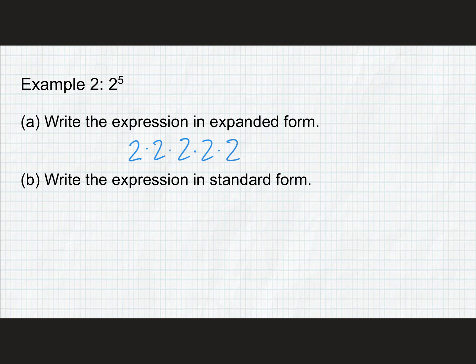Next, let's write the expression in standard form. So to do that, we will need to multiply this out. 2, 4, 8, 16, 32. 2 to the 5th power is 32.